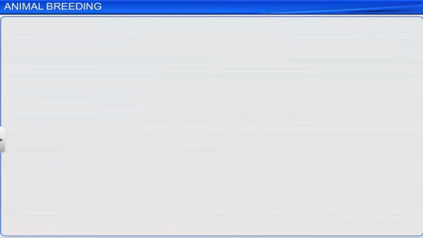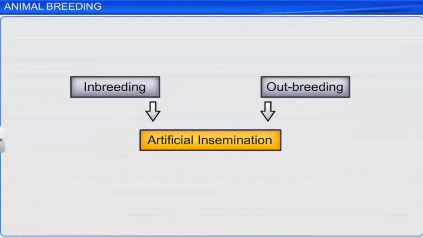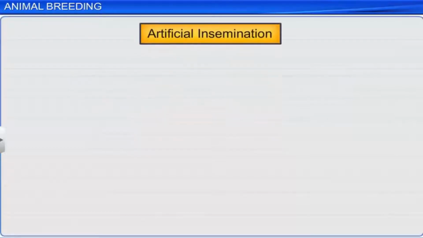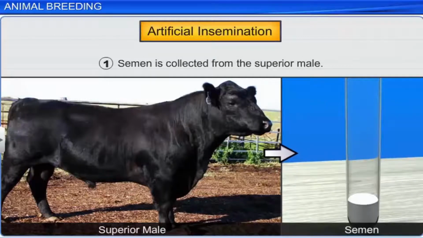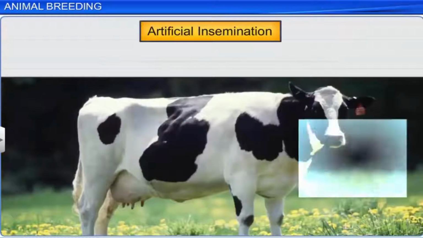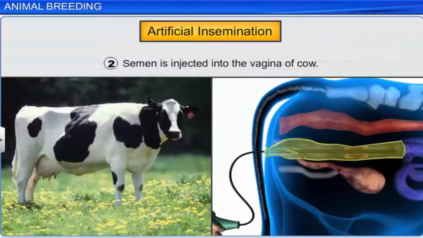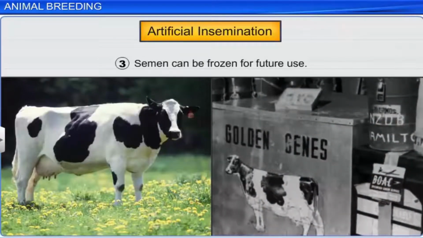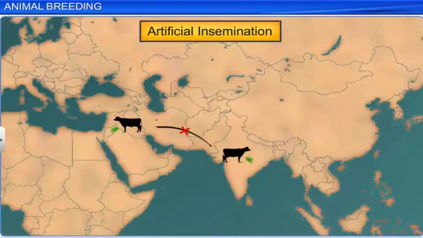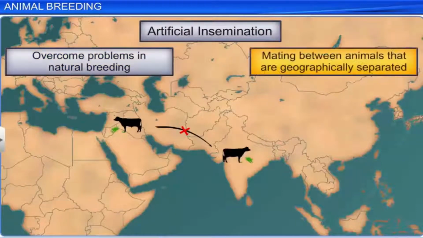Both inbreeding and outbreeding can also be carried out using controlled breeding experiments. Artificial insemination is one such method. In artificial insemination, semen is first collected from the superior male. The semen is then injected into the reproductive tract or vagina of the female animal, or can be frozen for future use. Thus, artificial insemination is carried out to overcome problems in natural breeding and also to carry out mating between animals that are geographically separated.